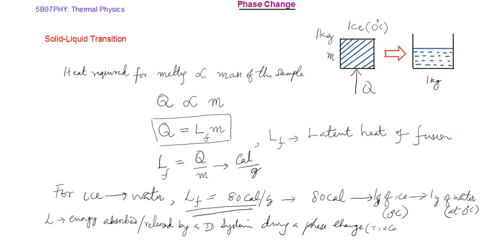So that automatically raises a question: why does the temperature remain constant during phase change?